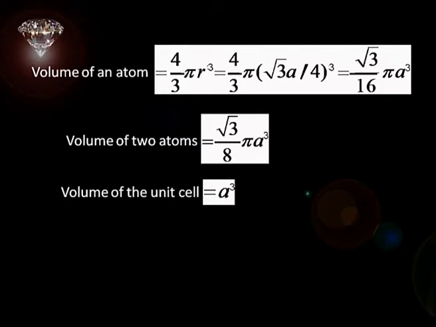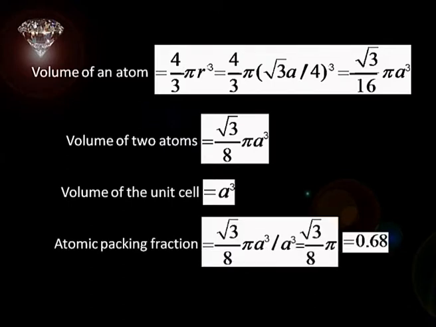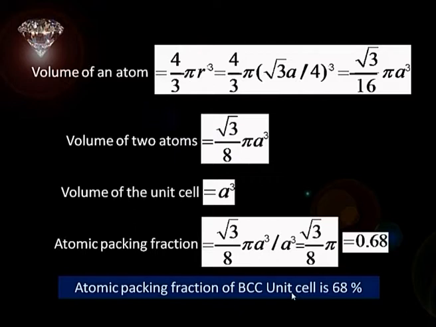is A cube. So, our atomic packing fraction comes out to be root 3 by 8 pi A cube divided by A cube, which is root 3 by 8 pi, which works out to be 0.68. That means the atomic packing fraction of the BCC unit cell is 68%. That means, in case of the body centered cubic unit cell, the volume occupied by atoms is much more as compared to the simple cubic.